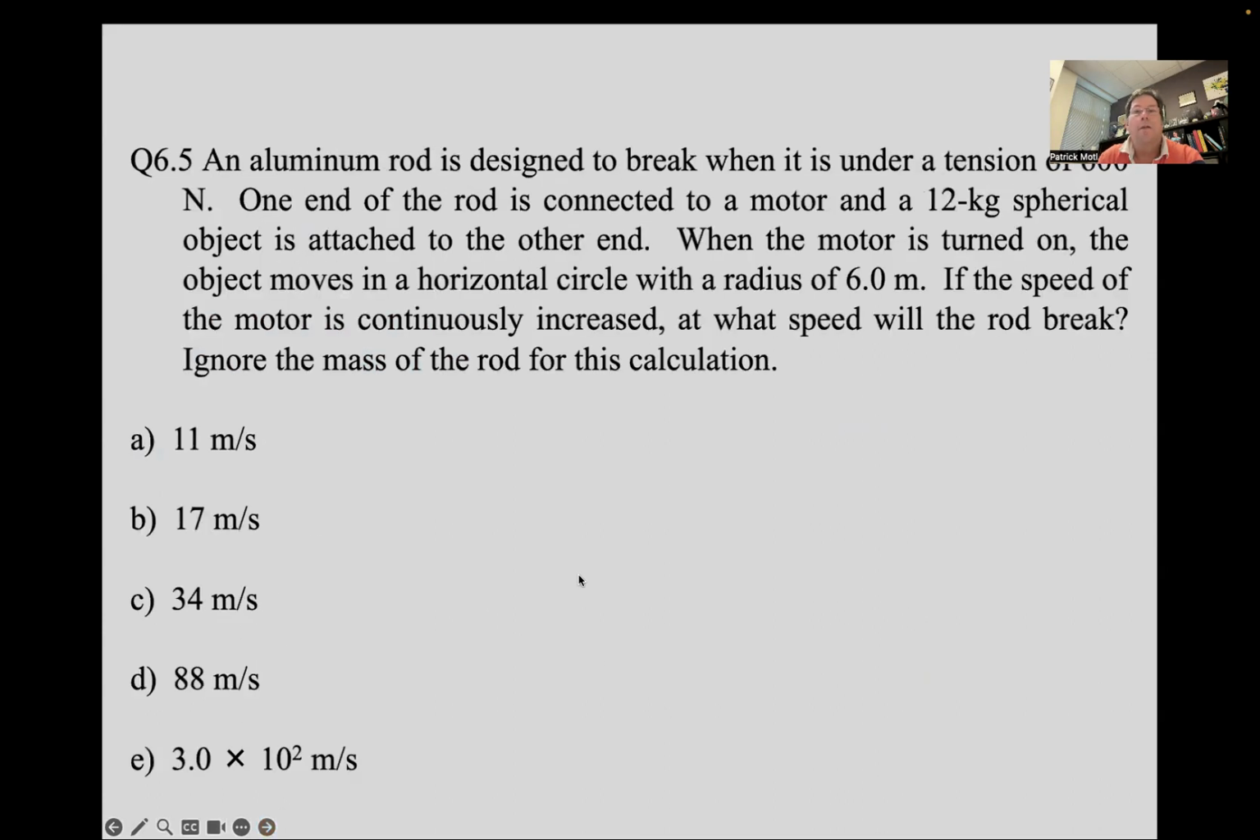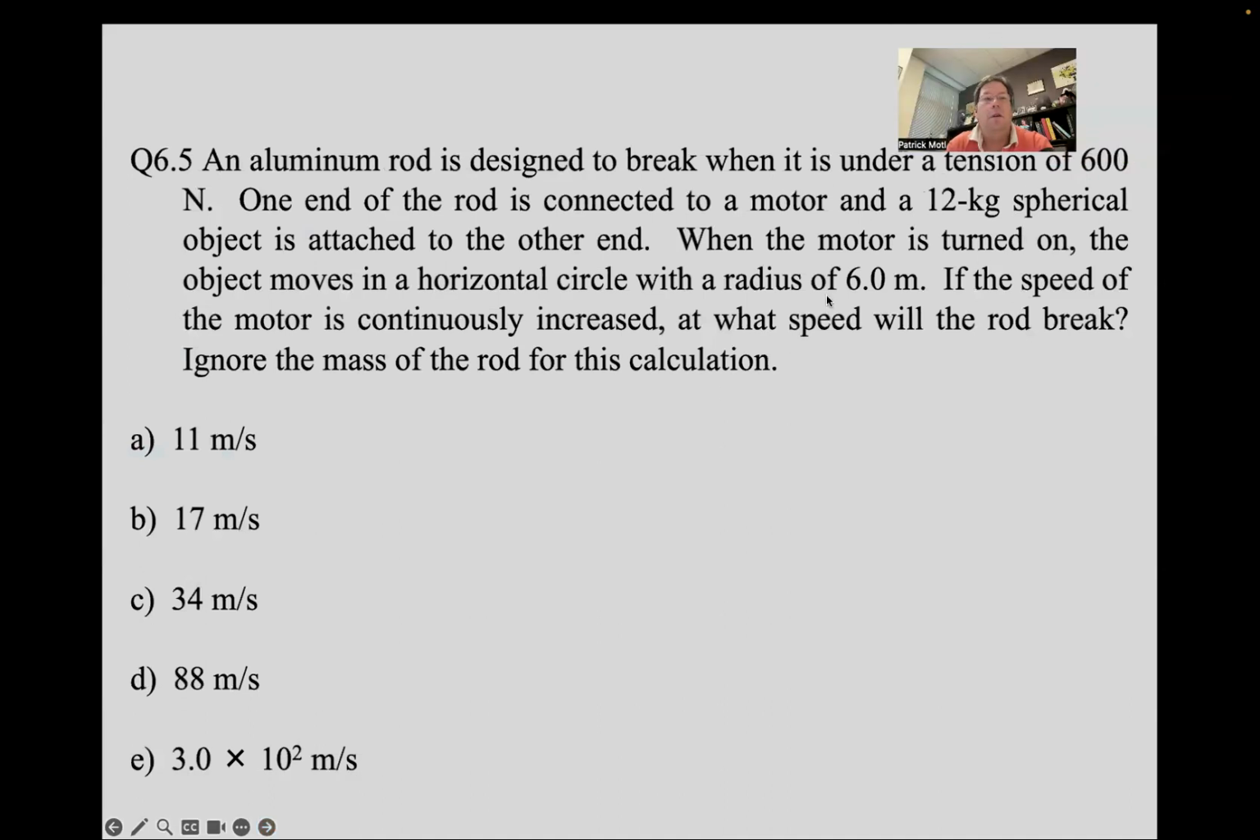All right, I have an aluminum rod, and it will break when it's put under a tension of 600 newtons or greater. One end of the rod is connected to a motor, and a 12 kilogram spherical object is attached to the other end. When the motor is turned on, the object moves in a horizontal circle with a radius of 6 meters. A pretty big circle. I won't do this in your lab. If the speed of the motor is continually increased, at what speed will the rod break?